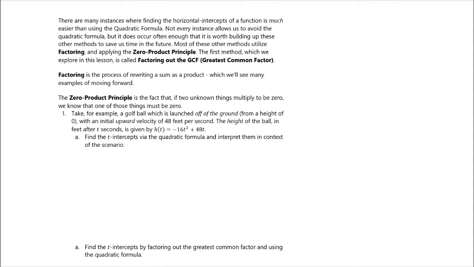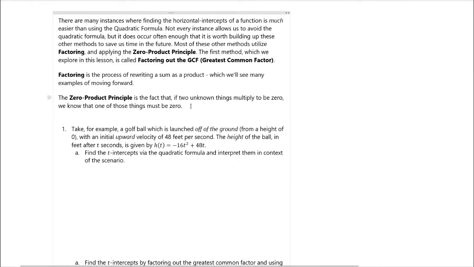And the zero product principle is the fact that if two unknown things multiply to be zero, we know that one of those things must be zero. I'm going to write this out in another way as well. If I have A times B equals 0, then A equals 0 or B equals 0. One of those two things has to be 0 if they're multiplying to be 0. This only works with 0. It doesn't work with other numbers.